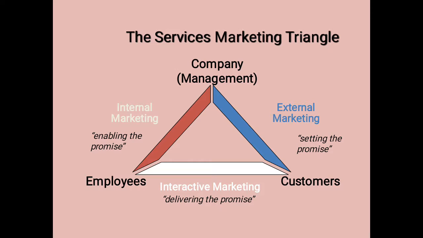Once the customers come to know of a particular product, they will be interested to know more about the product, and they will be interested to get in touch with the product. Over here, what is happening is interactive marketing, where the employees who are in direct contact with the customers, called contact employees, need to deliver the promise that has been set in external marketing. So three forms of marketing combined give rise to the services marketing triangle, and the three forms of marketing are internal, external, and interactive marketing.